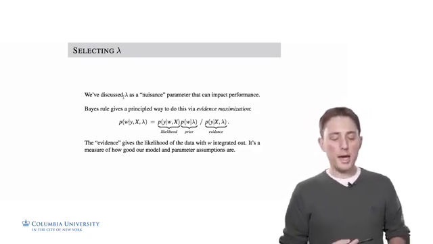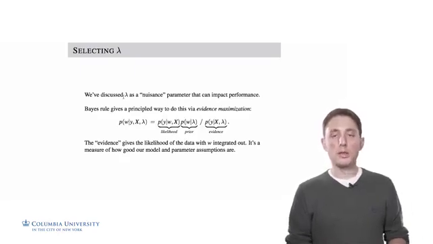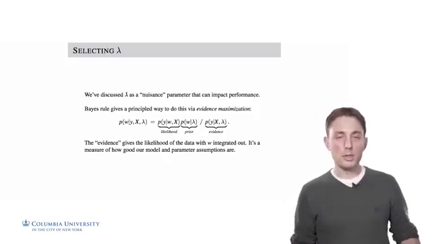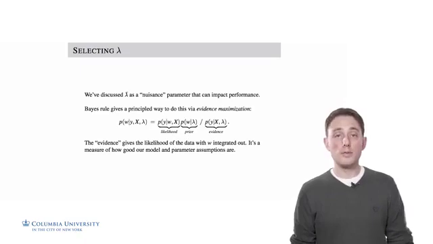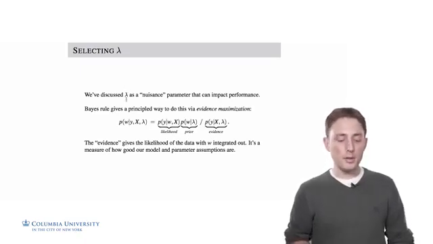And so let's see how Bayes' rule can give a principled way to pick lambda using something called evidence maximization. So this is one thing that we can do to select lambda among others. For example, we've already discussed cross-validation. So this is how we can select lambda using a Bayesian approach.